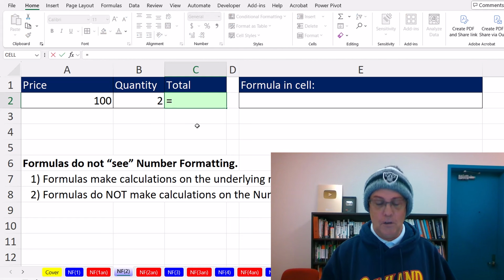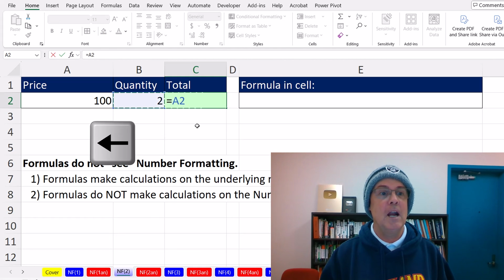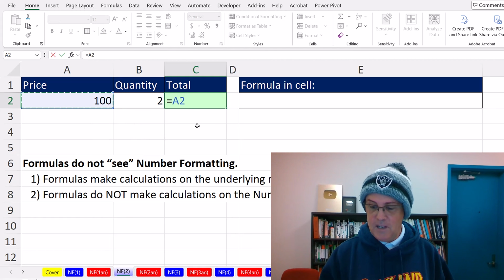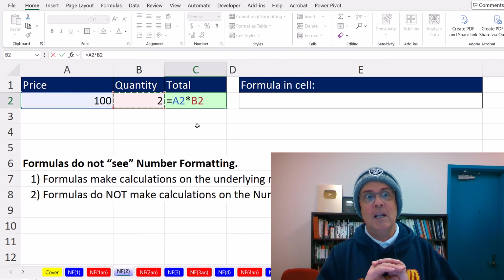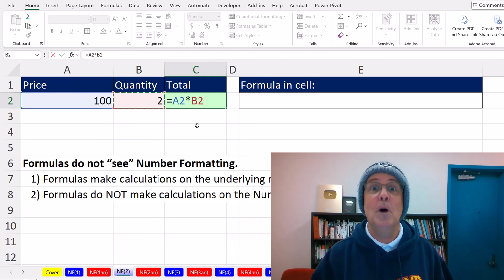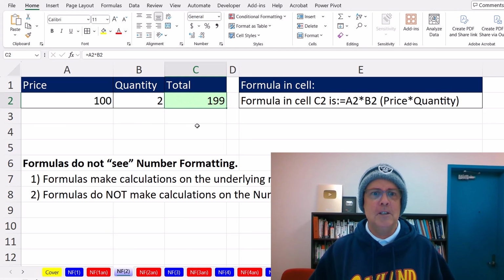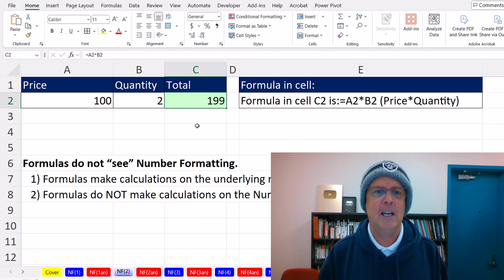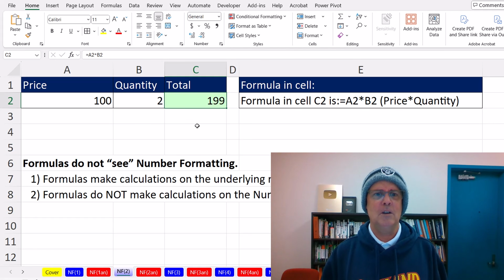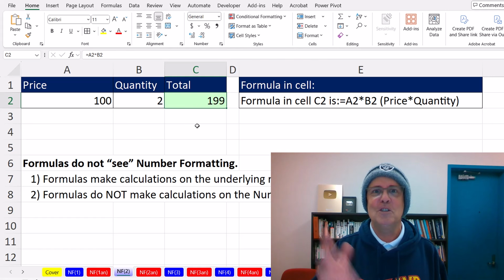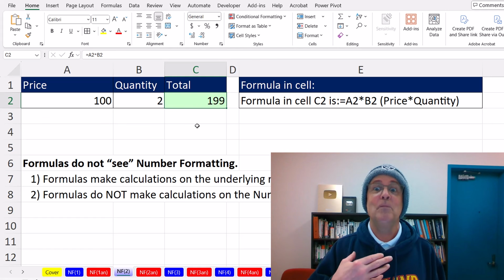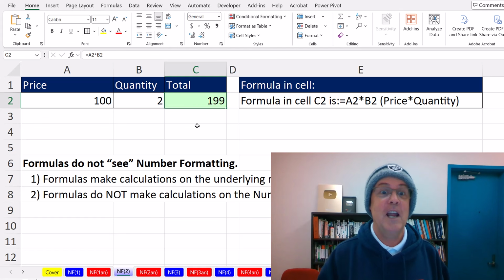Equal sign to create a formula. I'm going to arrow, 100 times 2. I can definitely do that in my head. It's 200. Control Enter. The formula calculates the wrong answer. That formula is definitely causing an error. No, just as we said in the first video, it's the driver who's causing the error.